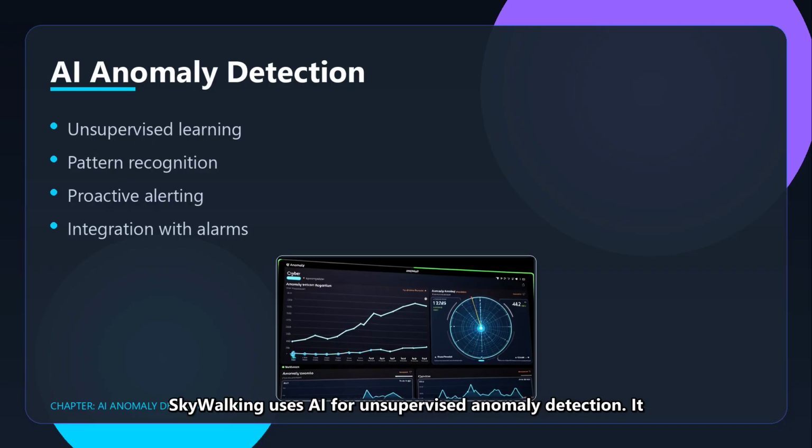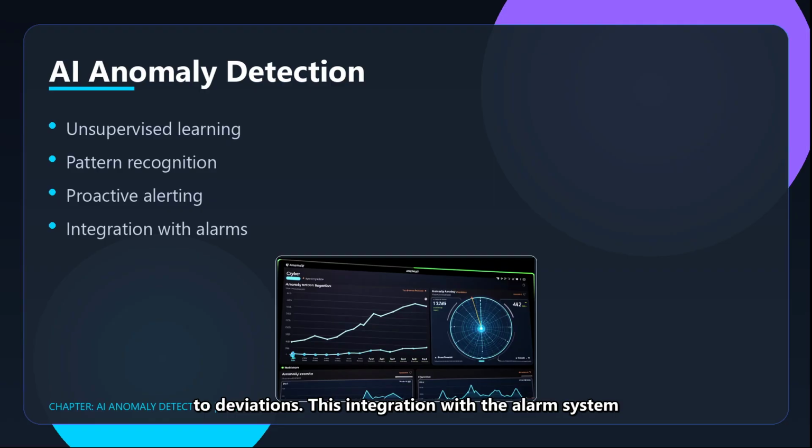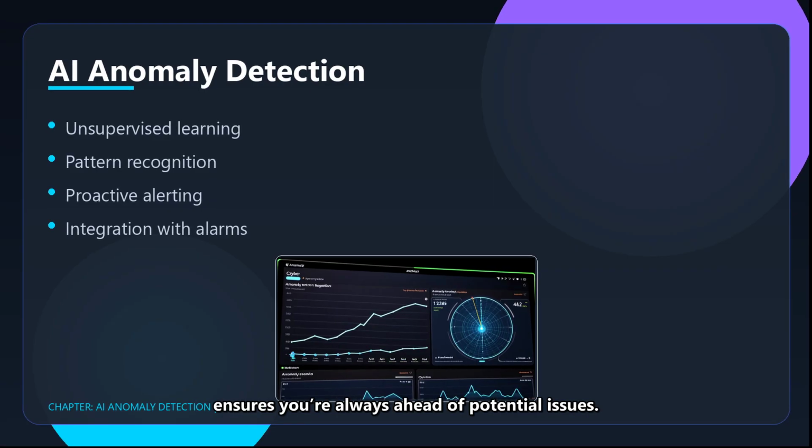SkyWalking uses AI for unsupervised anomaly detection. It recognizes patterns in metrics and proactively alerts you to deviations. This integration with the alarm system ensures you're always ahead of potential issues.